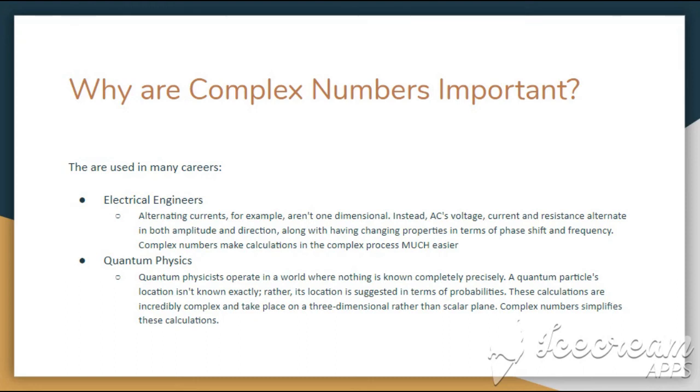So overall, complex numbers are very, very useful in making very complicated fields much easier by giving them just another tool in order to simplify problems.